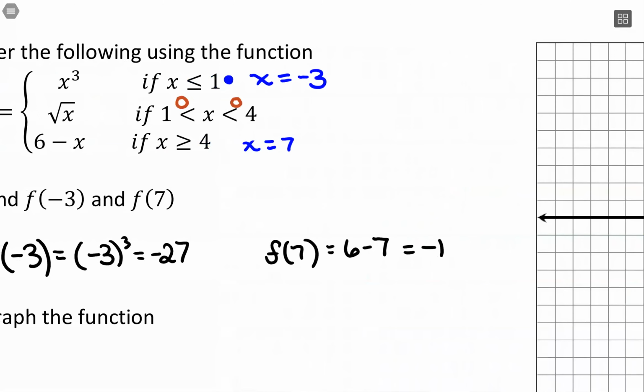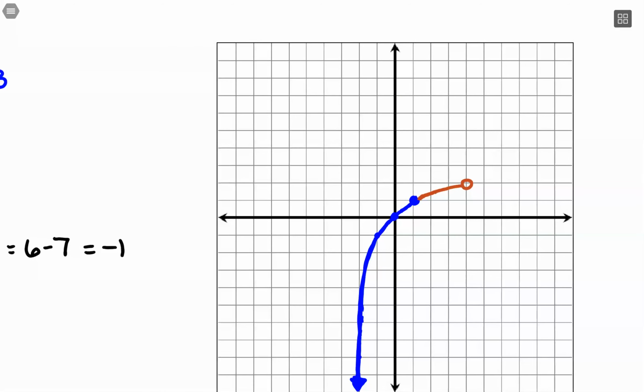And now, and I'll do this part in green, we're going to have our line 6 minus x. So we'll have this line with an intercept at +6 and a slope of -1. And this will be starting at x equals 4, so we'll have a solid dot there. So what we could do is visualize our line. Let's see, intercept of 6, and then a slope of -1.